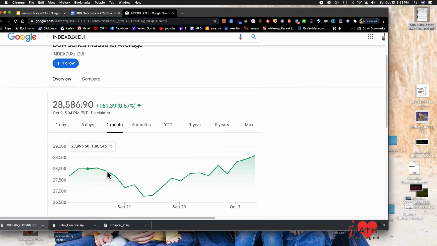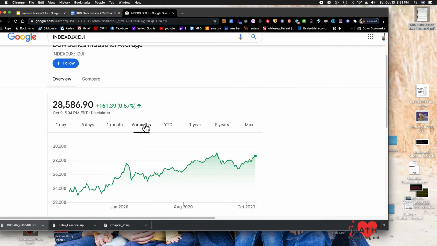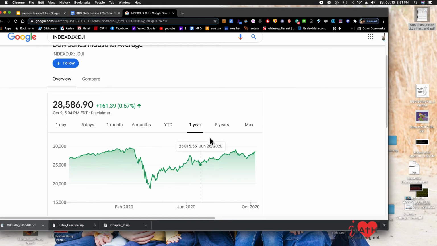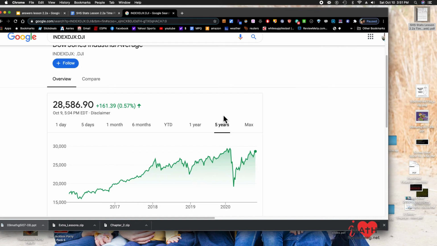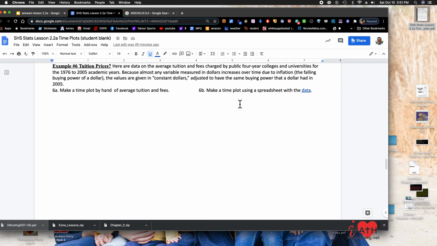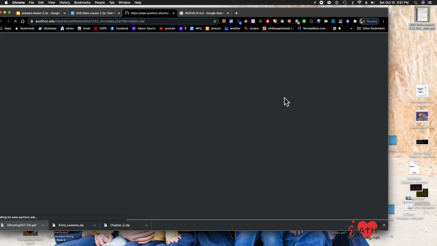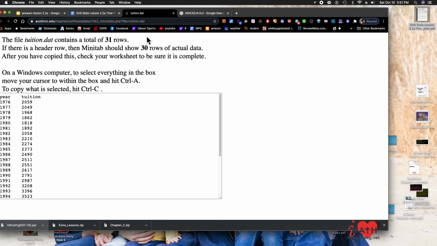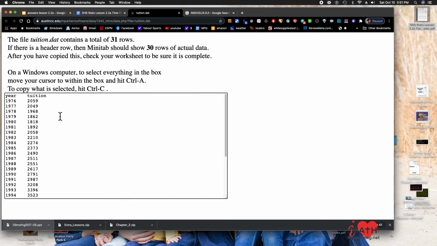Problem: Dow Jones over 1 month, 6 months, 1 year, and 5 years. All right, so in that problem, we said make a time plot using a spreadsheet. So with this data, go ahead and click on this one. And it's going to bring you to tuition. This is from a different professor, and thank you, Professor M. Parker. Don't know who that is. And they have calculated for us the year and the cost of tuition.